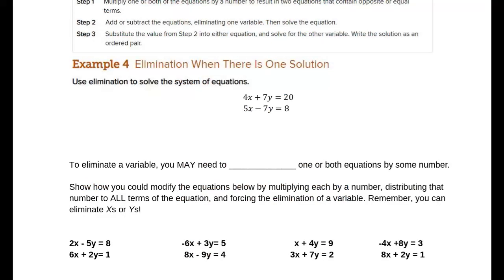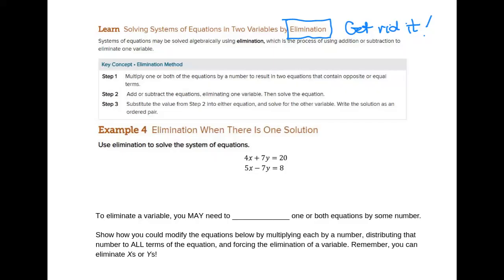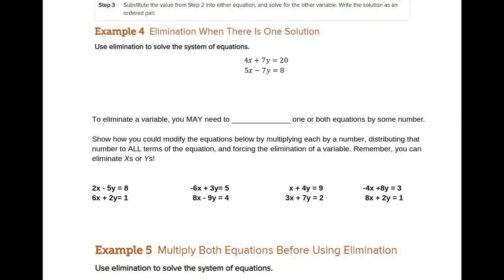Although I'm going to repeat myself. So we are talking about elimination, where we are going to get rid of one of our two variables. You can read the key concept part, but I'm going to jump right in to example 4. You want to look for the variable where you have two opposite numbers, because we're going to add the x's, the y's, and the constants, and we are going to get rid of one of the variables.